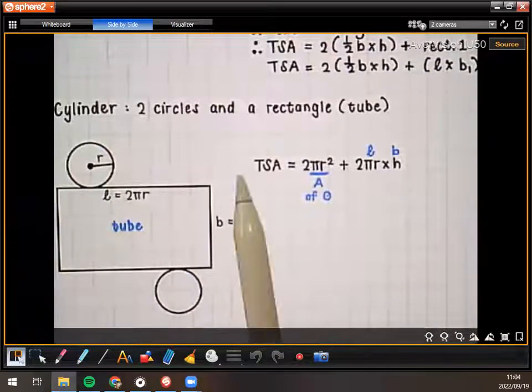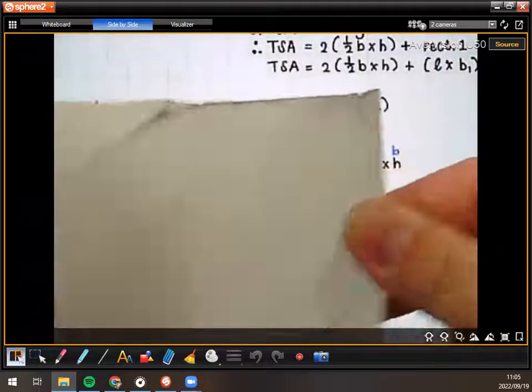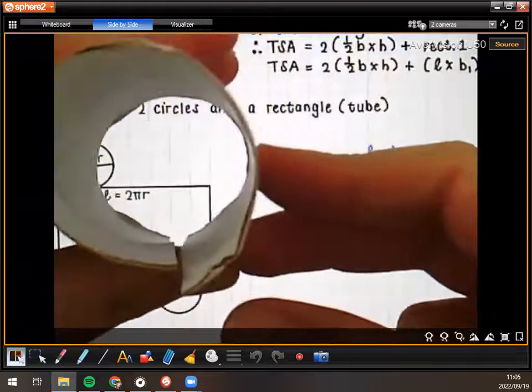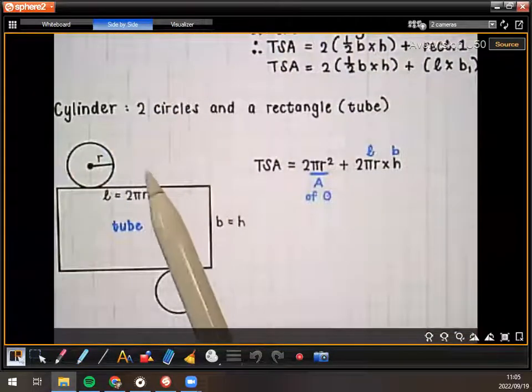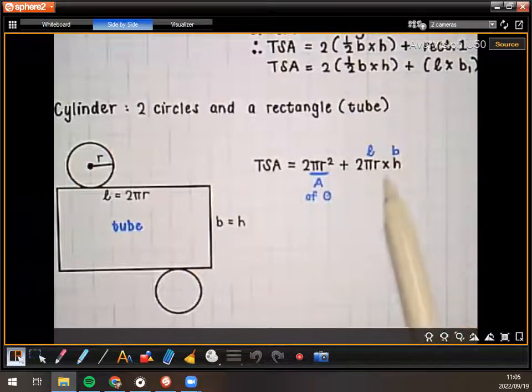So instead of length, we have the circumference of the circle. Do you guys remember? It's actually still here. The length of this rectangle was the same as the circumference of the circle. So that is why the length is 2 pi r, guys. That's the formula for the circumference of a circle.